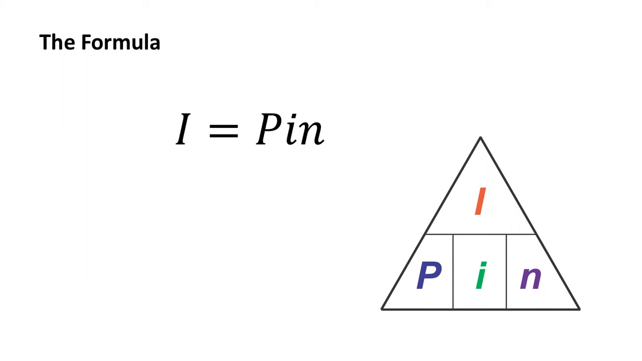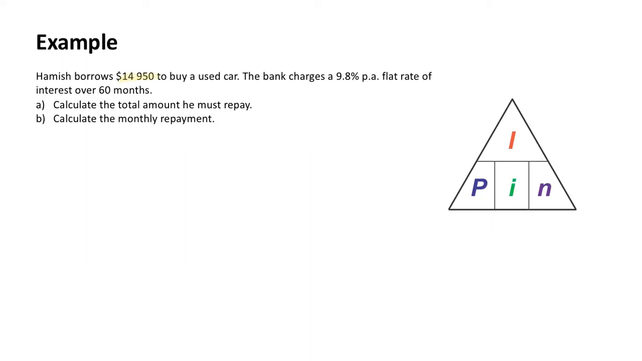So going now and having a look at our example of applying our simple interest calculation into a practical context. Hamish borrows $14,900 to buy a used car. The bank is charging 9.8% interest per annum on a flat rate. Flat rate is another word for simple interest, and it's being charged over 60 months. We want to calculate the total amount he must repay and then calculate his monthly repayment.